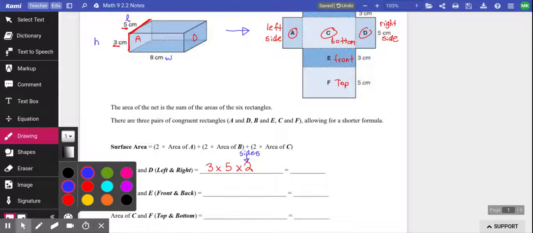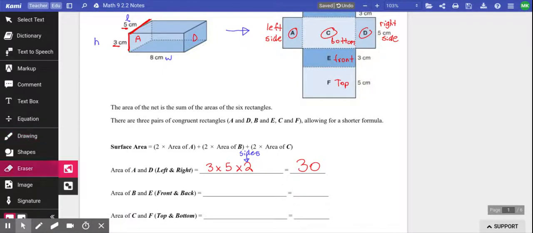That would tell me the area of my left side plus the area of my right side. Throw that in your calculator, and you get 30. Now we're going to do the front and the back. You can use the net if you want to do the front and back. I would rather just look at the shape and try to do front and back.